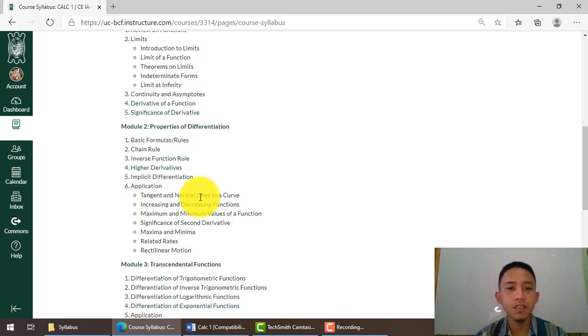Tangent and normal lines. We are referring here to tangent and normal lines to a curve, which relates to your analytic geometry. Increasing and decreasing functions, the same geometry. Maximum and minimum values of a function, the same on the geometry. And of course, the significance of the second derivative. Maxima and minima, that is now the actual problem solving.